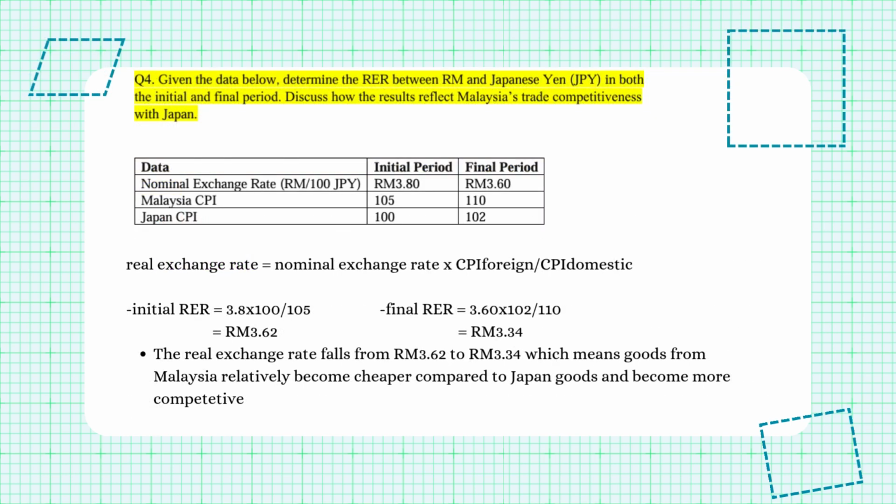For the real exchange rate formula, the nominal exchange rate times foreign CPI over domestic CPI. For the initial real exchange rate, RM 3.80 times 100 over 105, and we will get RM 3.62. And for the final real exchange rate, RM 3.60 times 102 over 110, and we will get RM 3.34. So the real exchange rate falls from RM 3.62 to RM 3.34, which means goods from Malaysia will relatively become cheaper compared to Japan goods and become more competitive.